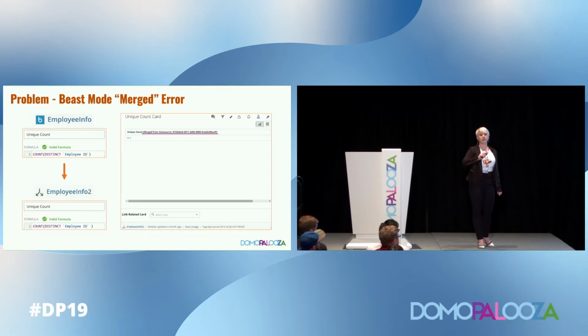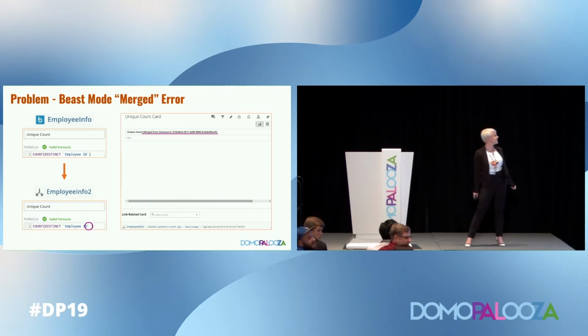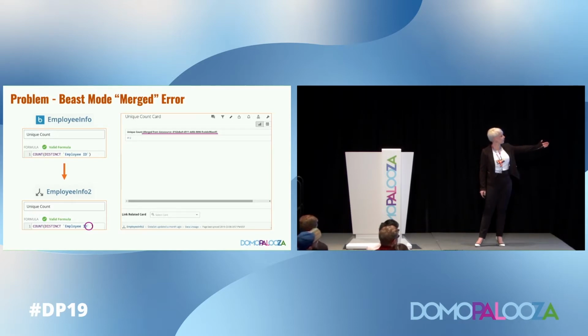Can anyone, I have a Wonder Woman finger puppet for anyone who can point out why it produced a merged error. That's right, there's a space. There's a space at the end. So Steve Doctor, he's got the Wonder Woman puppets. So yeah, there's a space at the end. This is what produced that merged error.